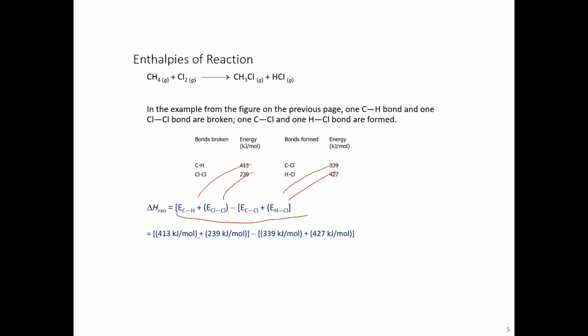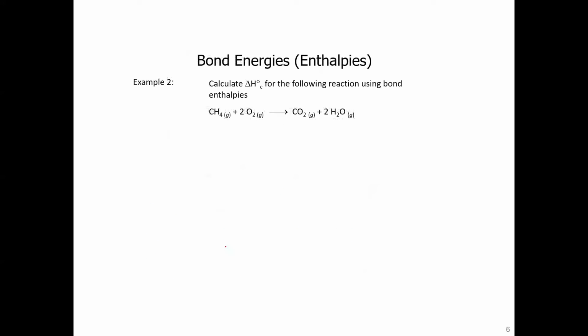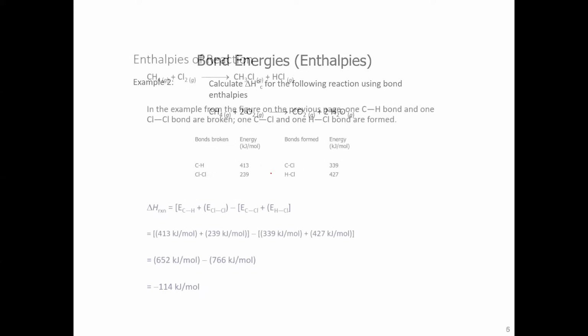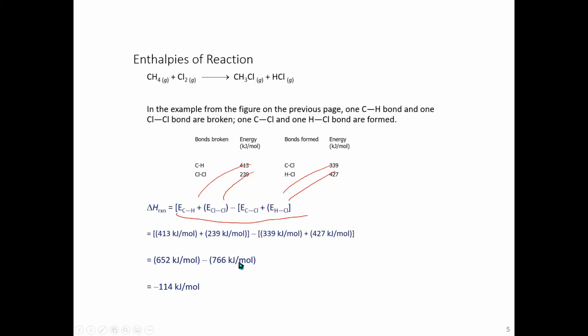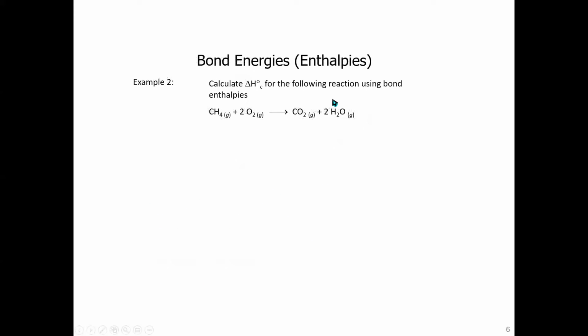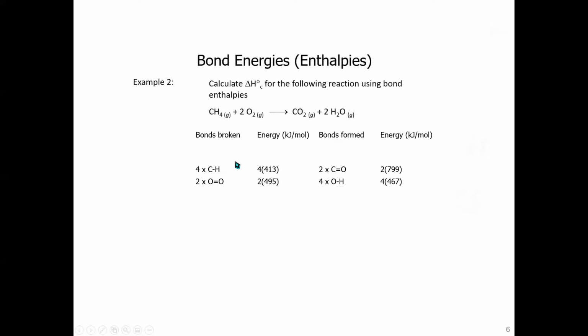We add them: 413, 239, 339, 427, with the minus in the middle. This extra step you can skip if you want, and we'll get negative 114. There's not a lot of steps to go through here. It's just plug it in, and then you're done with that step. Straightforward. Okay, let's move on to a second one.